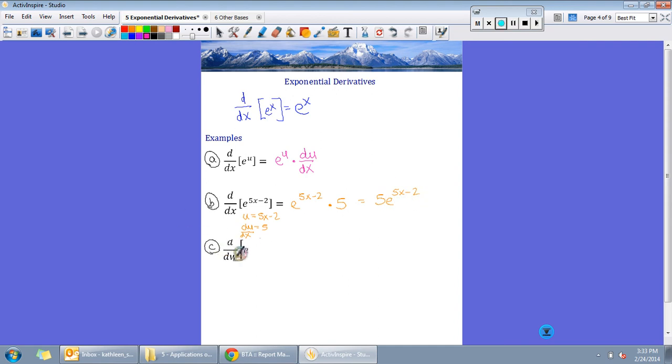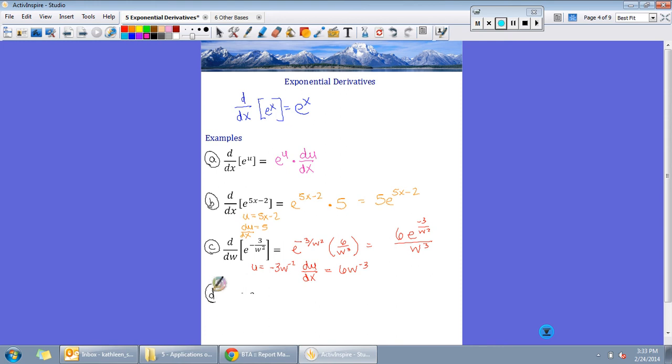For our third one, we're going to look at the derivative of e to the negative 3 divided by w squared, and the entire exponent is your u. And then we're going to take the derivative of that, 6w to the negative third, and when you go to write the whole derivative, you just rewrite the first piece, e to the negative 3 divided by w squared, that stays the same, and then you multiply by the derivative of the exponent. So I'm going to write this as 6e to the negative 3 divided by w squared over w cubed.